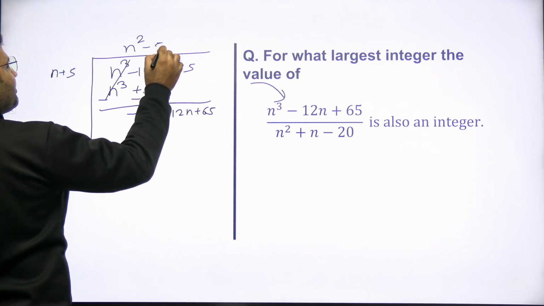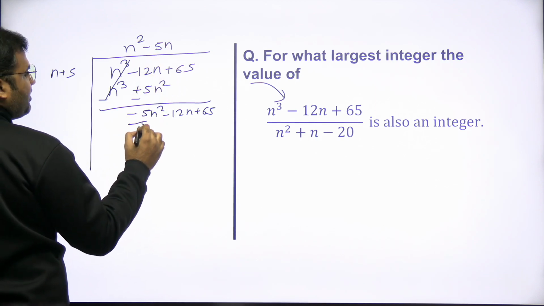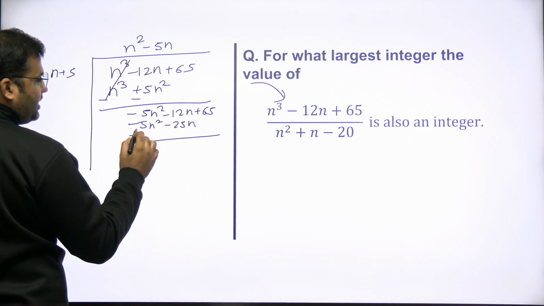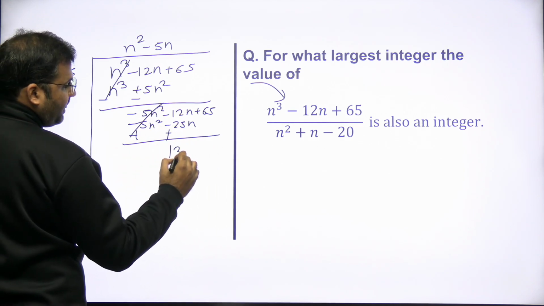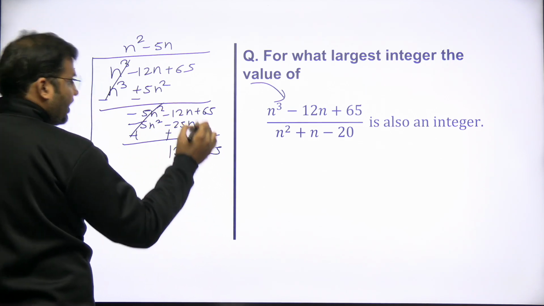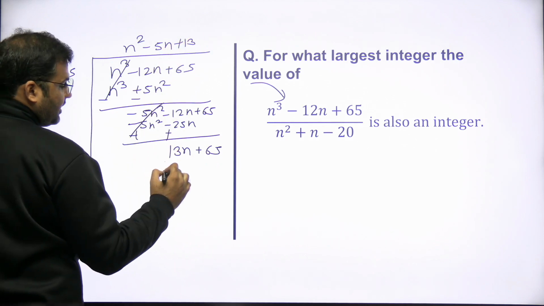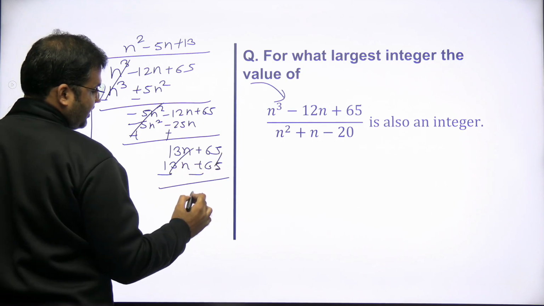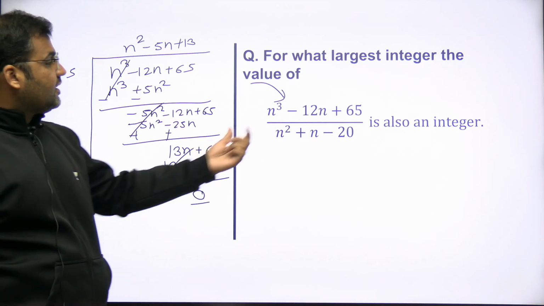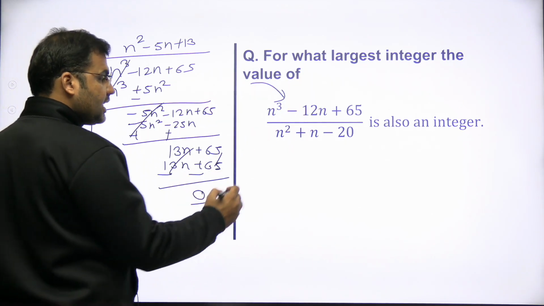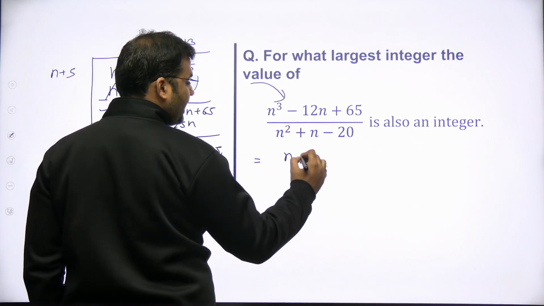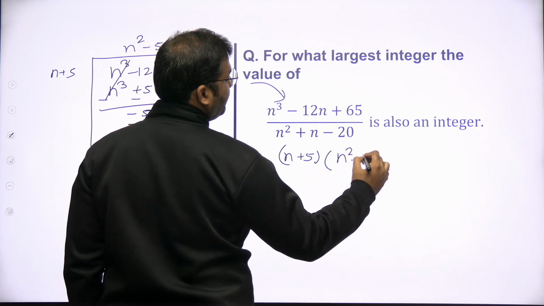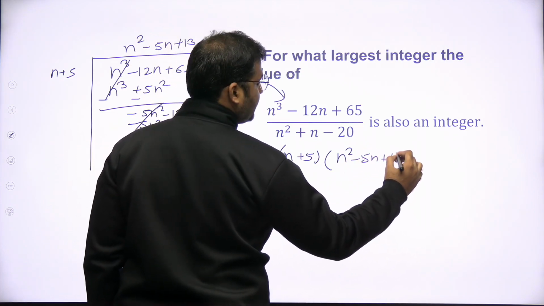Now if I further multiply it by minus 5, this will be minus 5n square minus 25n, right? This gets cancelled. 13n plus 65. Now if I divide it by 13, this will become 13n plus 65 and this becomes 0. So now you see that this cubic equation in the numerator can be written as n plus 5 multiplied by n square minus 5n plus 13.